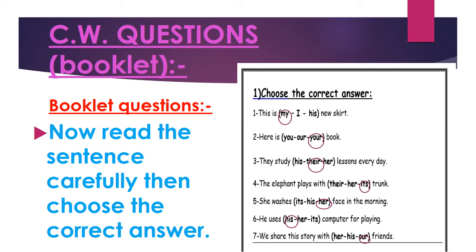Number 6. She uses her or his or its computer for playing. He uses its computer for playing. He takes which possessive adjective? His. The last one, number 7.